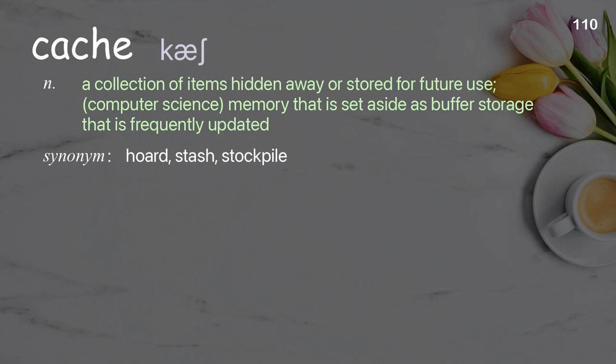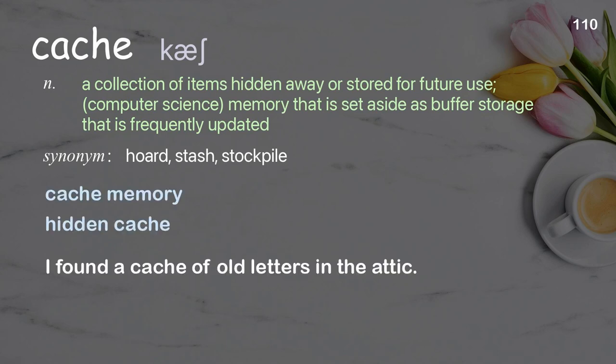Cache. A collection of items hidden away or stored for future use. Computer science: memory that is set aside as buffer storage that is frequently updated. Examples. Cache memory. Hidden cache. I found a cache of old letters in the attic.